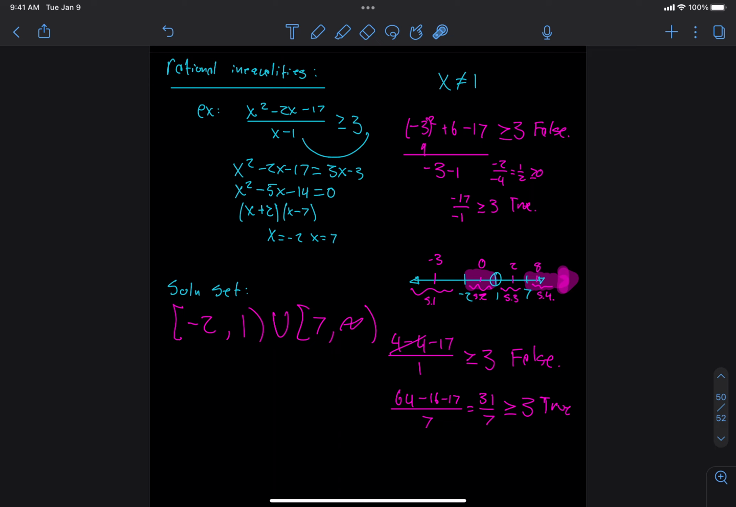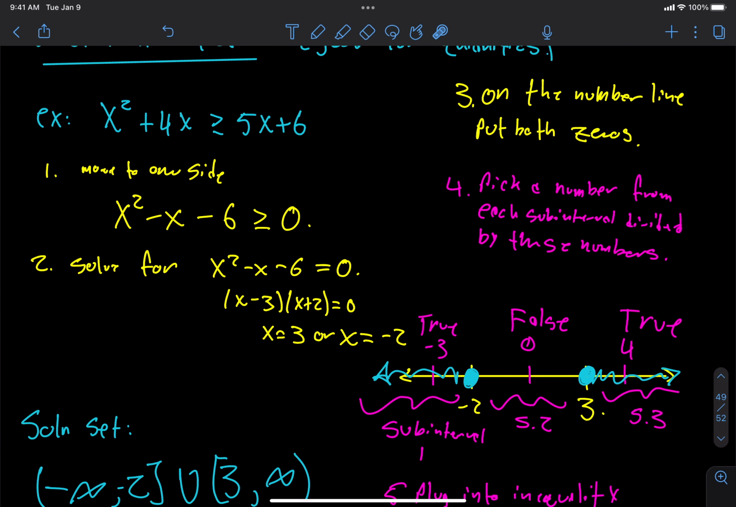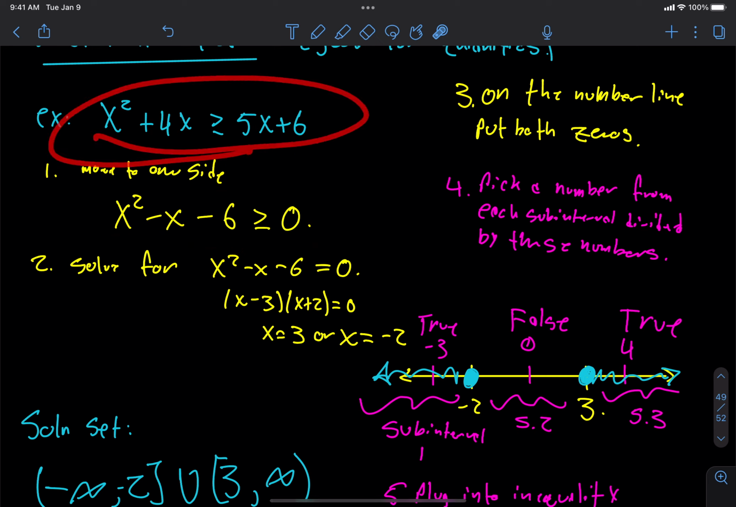So in the first example of the test point method, we plugged everything back into the simplified version of the inequality, but in this one we used the original. Is it just fine to use either? It is fine to use either in this case because all that we did to simplify this one was subtract, right? And we know that subtraction is never going to change the sign.